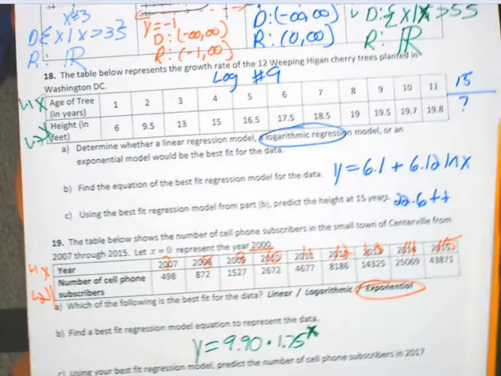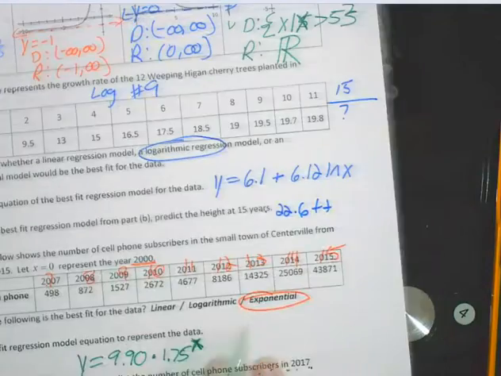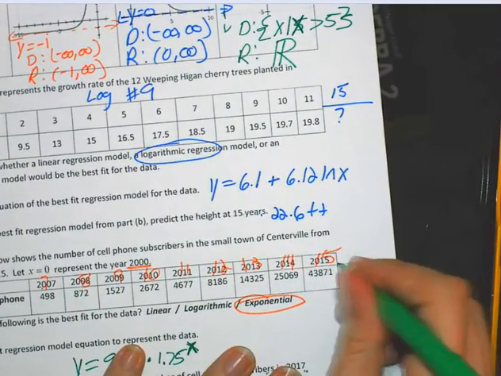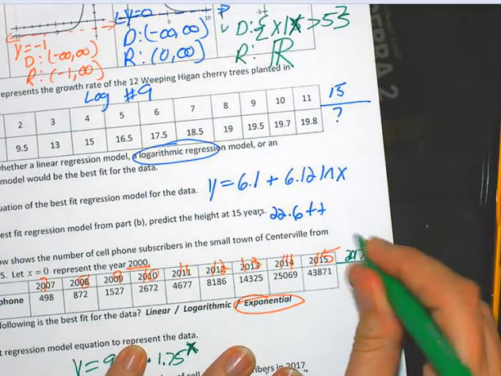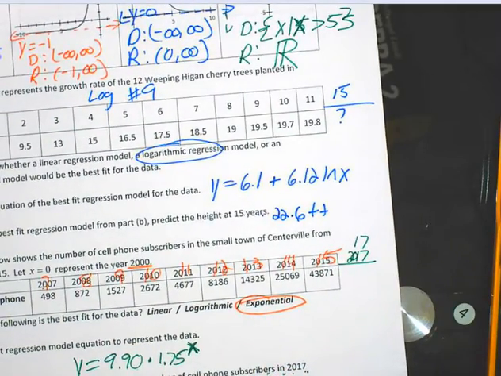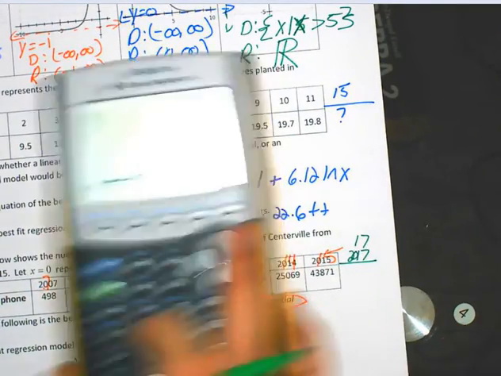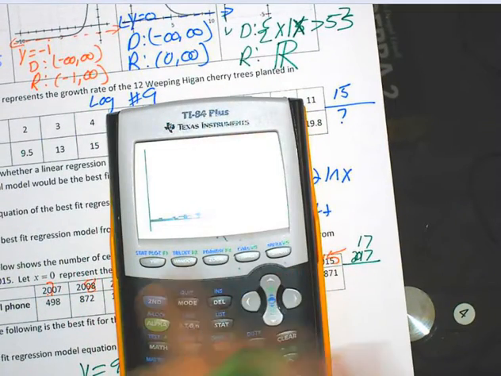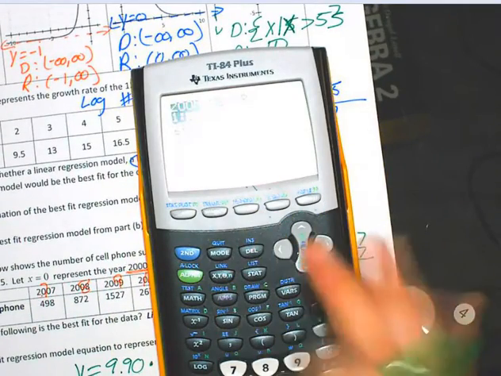And then the last says, using your best fit regression model, predict the number of cell phone users subscribed in 2017. Okay, so 2017 is an x value. So I want to know what happens in 2017. But remember, 2017 is 17 in our model for our equation that's in our calculator. So 17. So I'm going to do alpha trace, which takes me to calculate value, and put 17. Invalid, which means that I have to zoom out or change your window.